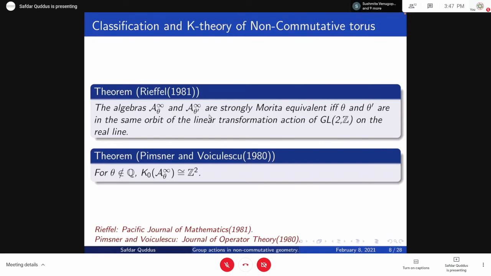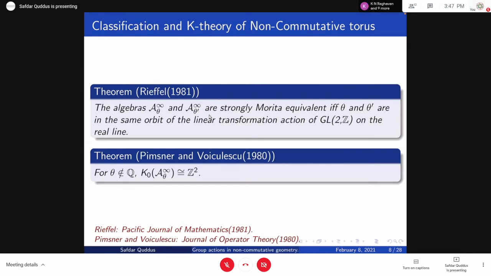What Rieffel proved is that two algebras A theta infinity and A theta prime infinity are Morita equivalent, which basically means that when two algebras are Morita equivalent, the K-theory is the same, and Hochschild homology and hence the cyclic homology also. So they are isomorphic. Classifying two algebras up to Morita equivalence is also a good way to understand them. So he understood that they are in the same orbit of the linear transformation action.